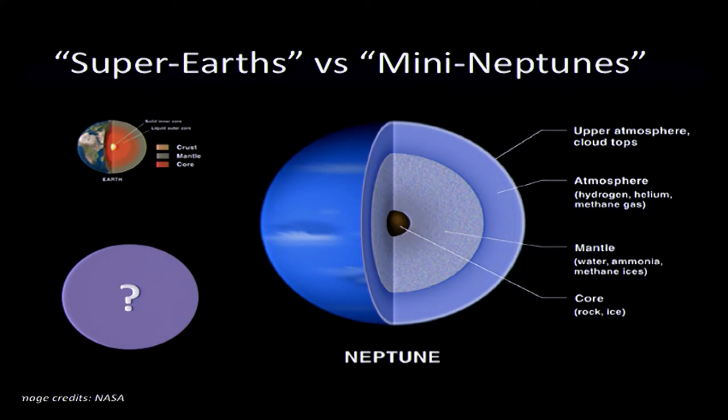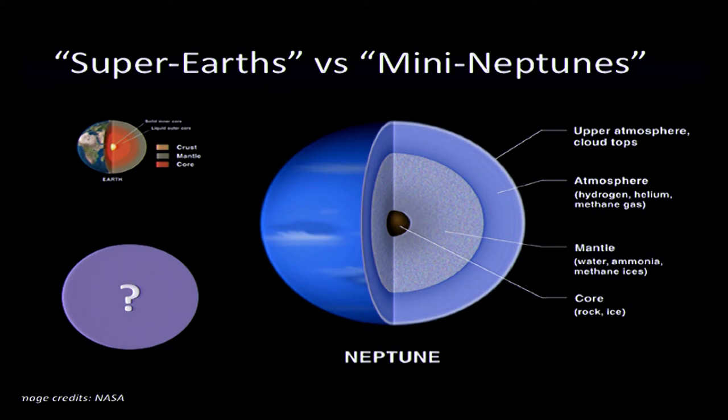But to scale, this is what's going on, right? We have the Earth, which is composed mostly of rock and solid material, and Neptune, which is composed of gas and ice with a little bit of rock at the center. And then we have these mystery planets, which sit somewhere in between. Now, we know the mass and the radius, so we know something about the density, but sometimes that's not enough.